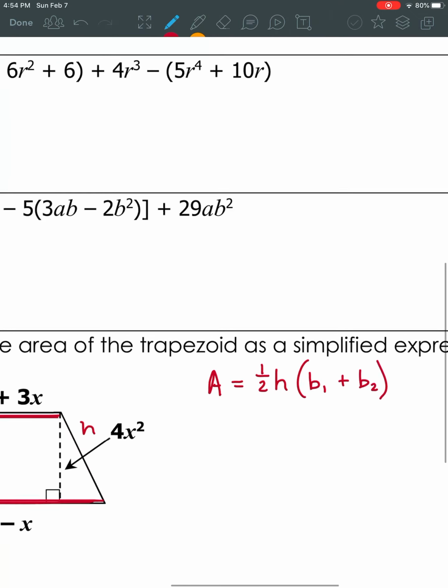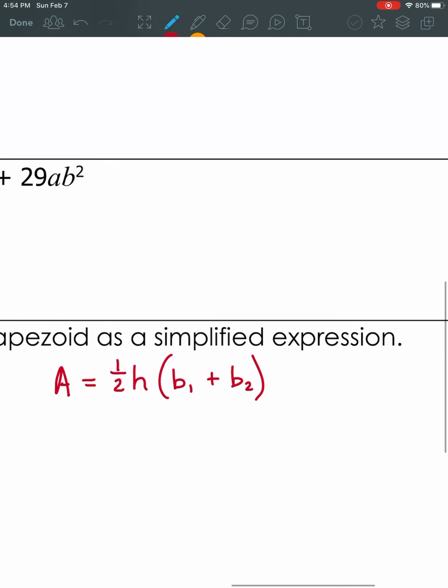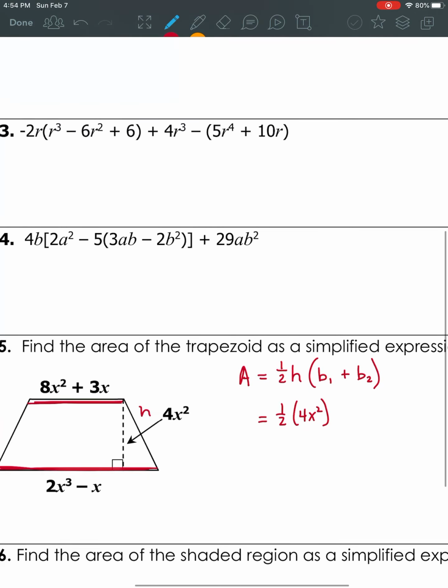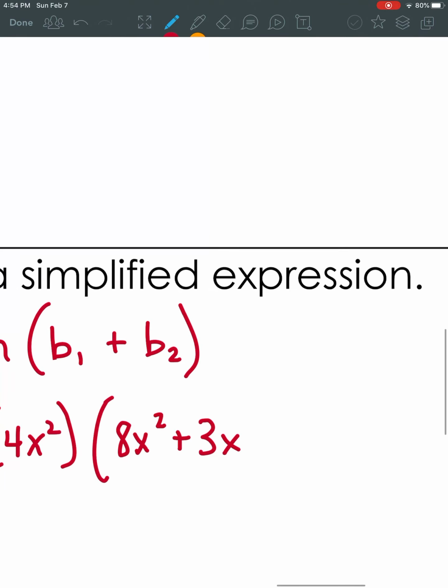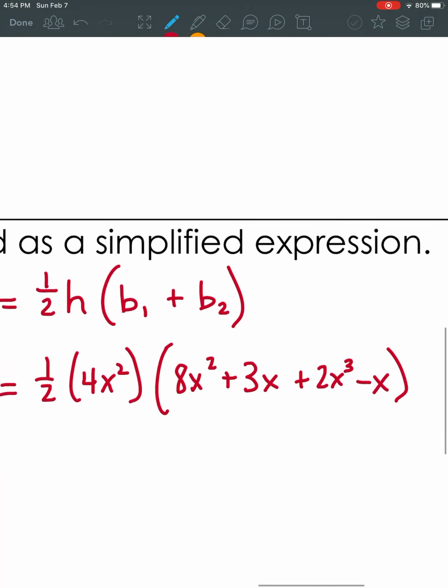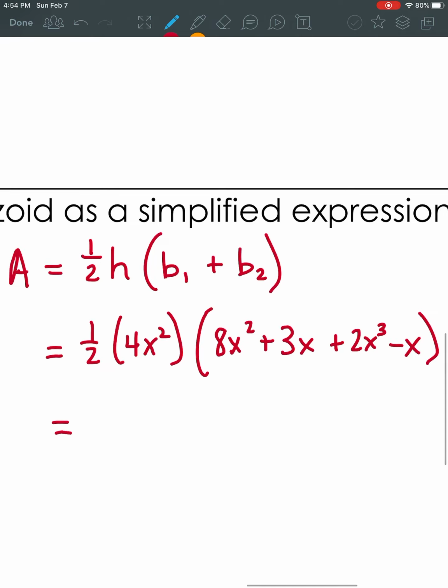So the height is 4x squared. Let's plug in everything we know. So 1/2 times the height, which is 4x squared. And then in parentheses, we have to add those bases. So 8x squared plus 3x is one base. And then we're going to add the other base, which is 2x cubed minus x. So first, we can do a couple things here. We can multiply this half times your 4x squared. So it'll end up being just 2x squared, half of 4.